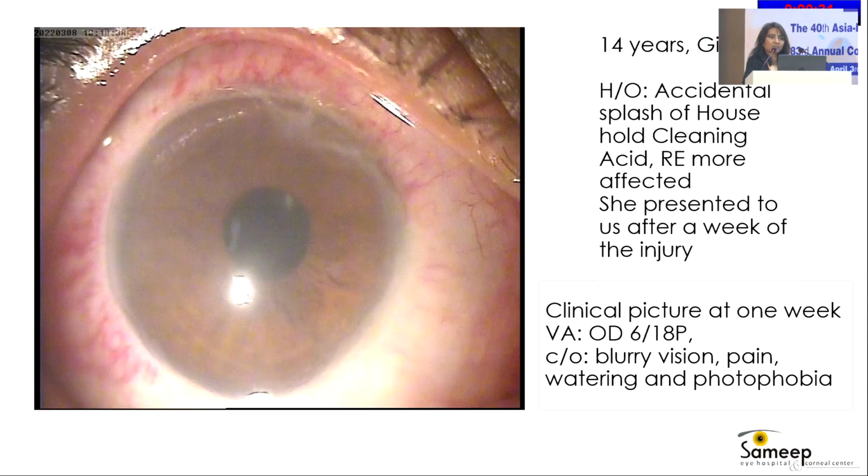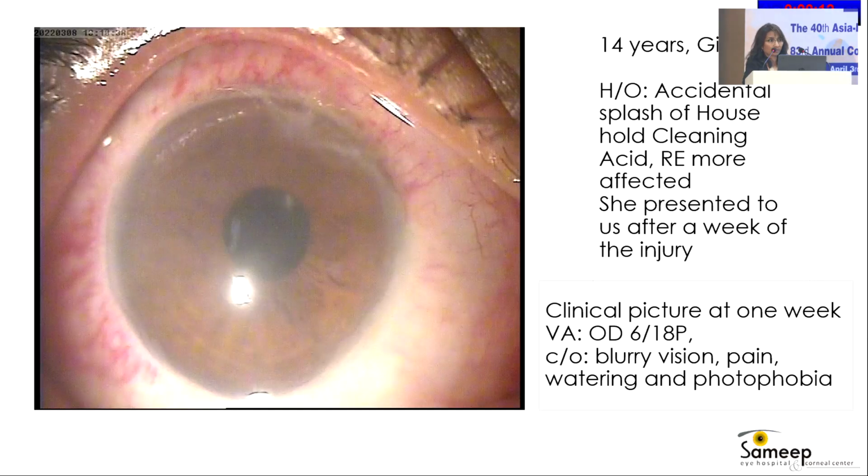This is another case, a 14-year-old girl who presented with accidental splash of household cleaning agent. The right eye was affected more than the left eye. She presented to us after a week of the injury. This is the clinical picture, and you can see that she has quite a significant area of limbal blanching.